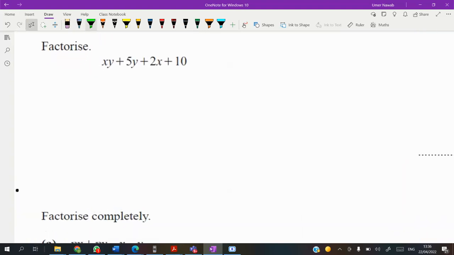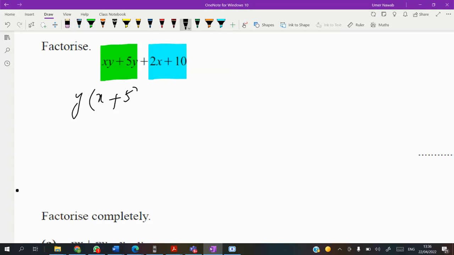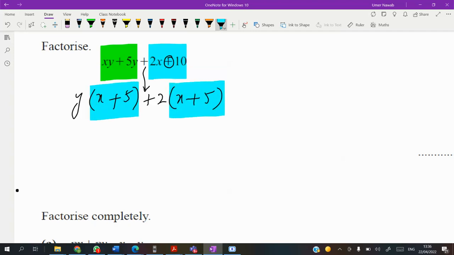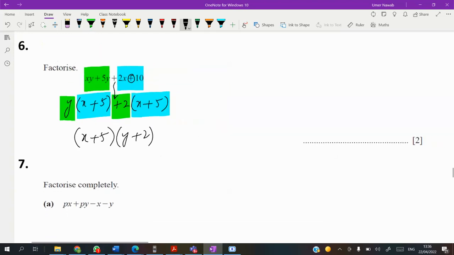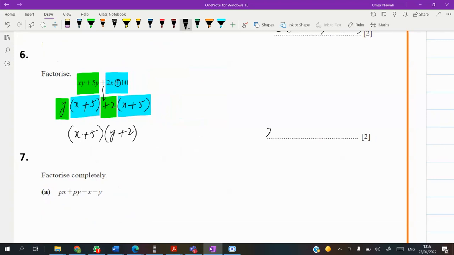Next, four terms. So we will do the factorization by grouping. So y common, and the first two terms y common. So I'm left with x plus y, x plus 5. So there is a plus sign, so no need to change the sign. 2 common, so x plus 5. In my last discussion, I told you these two brackets have to be the same. So since they are same, copy them only one time. And what is left outside? y plus 2. You write these numbers in the second bracket. So this is the factorization by grouping.